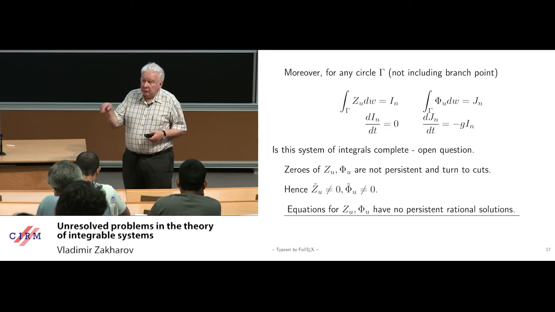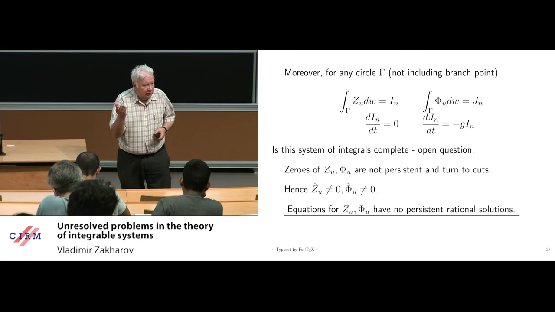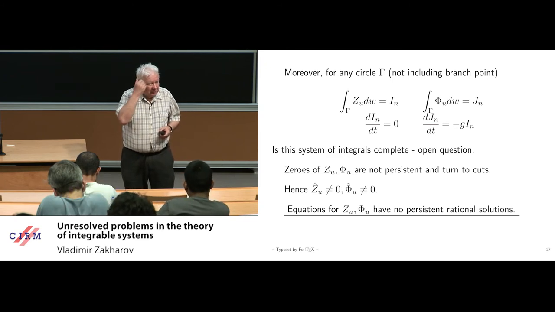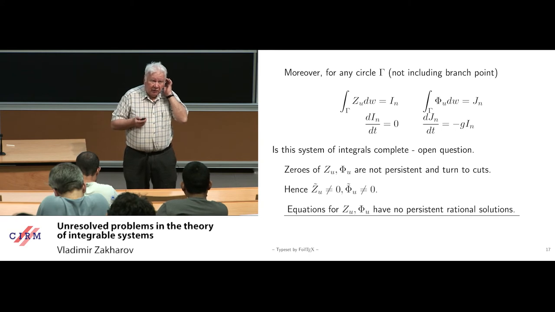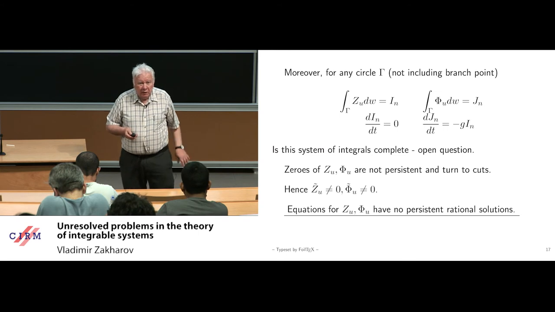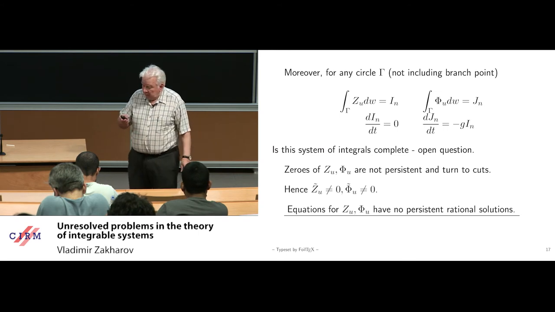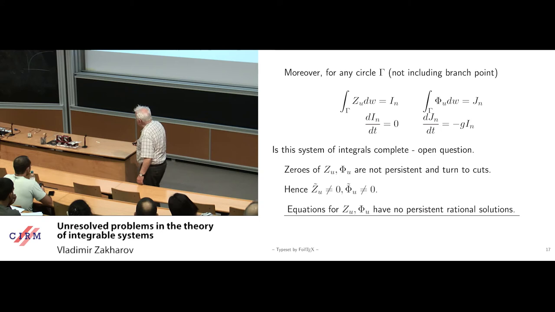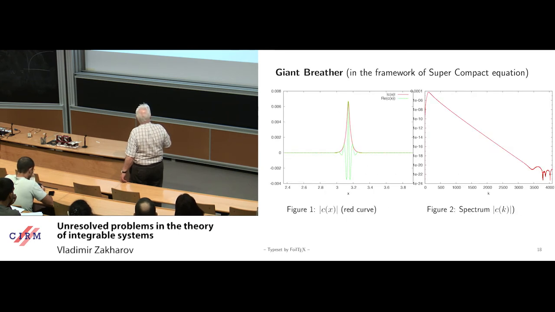But how many circles could be on the Riemann surface? We don't know. It depends on its topology. It could be infinitely many. In this sense, if it's an integrable system, it's an integrable system of some new type. But I'll just show you some arguments in support of integrability.